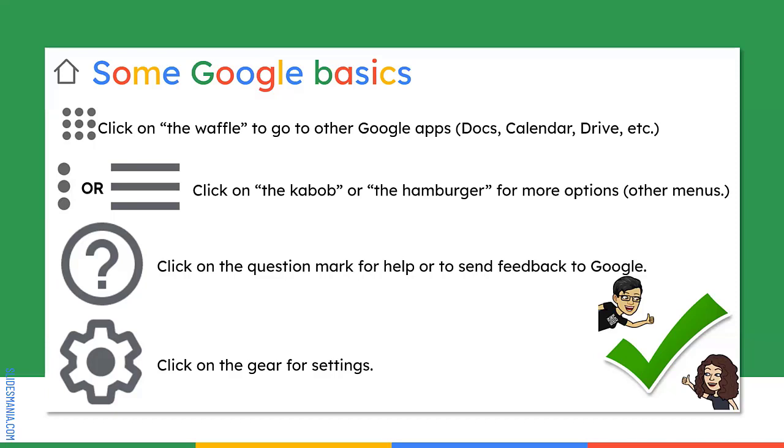The gear. Now, this is something that is across more than just Calendar and Google. This is pretty universal that the gear means settings. So anything that has to do with the way your screen looks, especially the way your screen looks or the way your screen is organized, that's under settings. Or defaults, those kinds of things, those are all under settings. So look for the gear. Generally speaking, in Google, the gear is always in the upper right-hand corner. Generally speaking, not always, but generally.